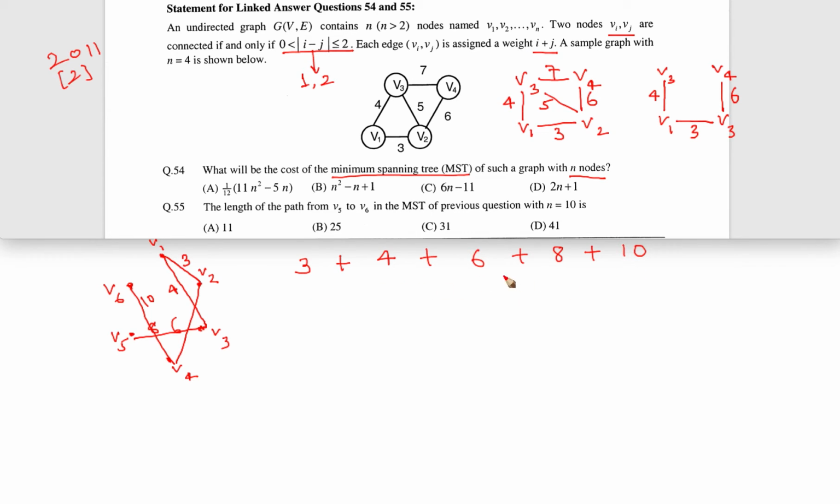Now this is not giving us a clear picture. Let's decode it by understanding what is this 3. So this 3 came because we added 1 plus 2, right? So this is basically 1 plus 2. This 4 came how? 1 plus 3. Okay, 6 came from 2 plus 4, right? This 8 came from 3 plus 5, this one, and this 10 came from 4 plus 6, right? 4 to 6.